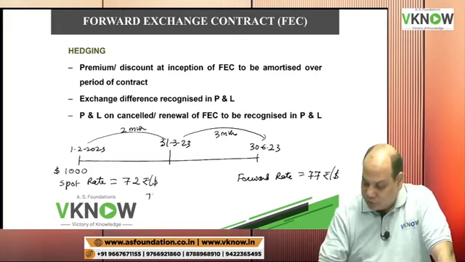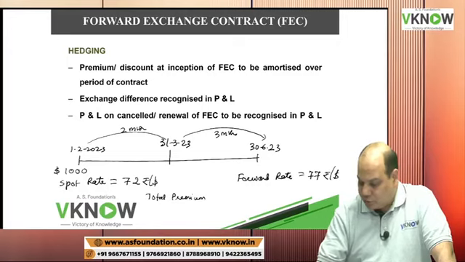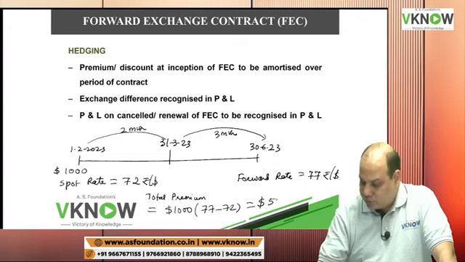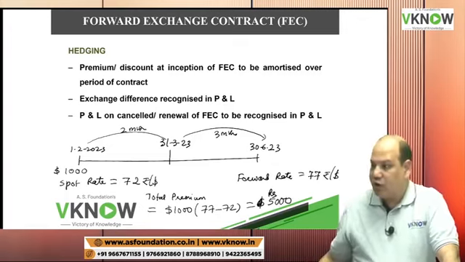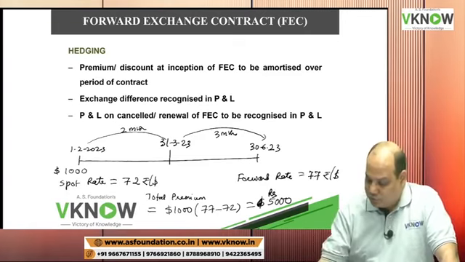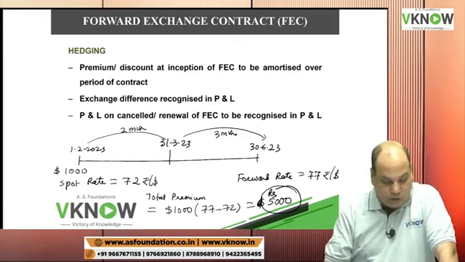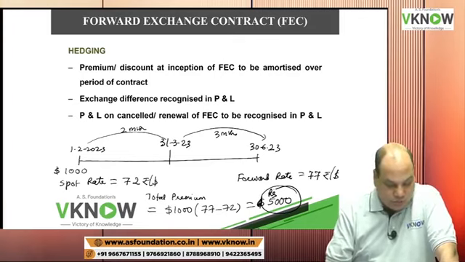Now the question is, what is the total premium here? The total premium here is $1,000 multiplied by 77 minus 72, that is rupees 5,000. The answer is rupees 5,000. So what we will do, this 5,000 rupees we will apportion 2 is to 3.